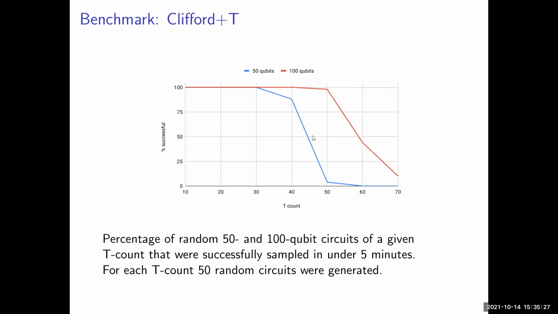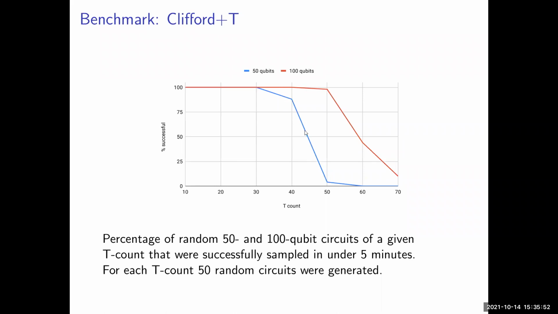This is the percentage of circuits we could successfully simulate. This is for the Clifford+T circuits, and this is the percentage that we successfully sampled in under 5 minutes. So what we see is for the 50 qubits, for T count 30, we could simulate all of them. And then for 40, we could simulate most of them. Then 50 dropped off rapidly. And with 60, we couldn't simulate any of them.